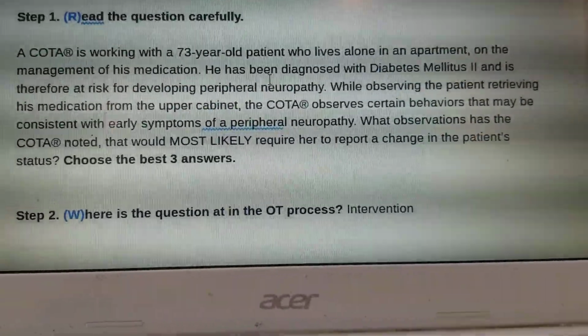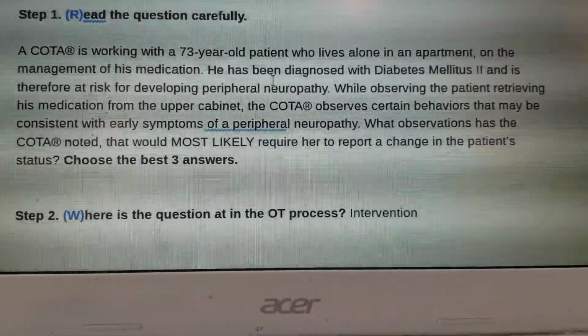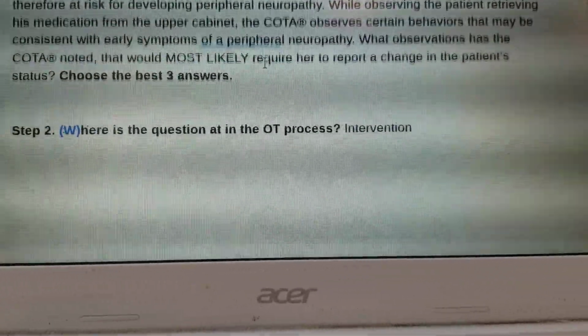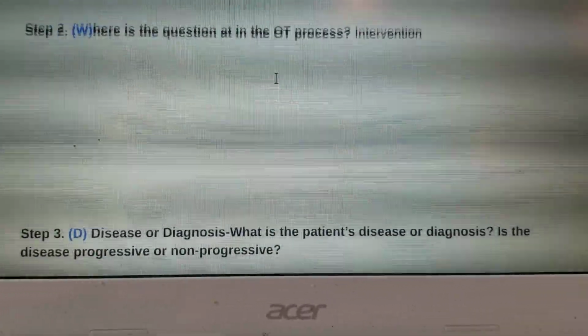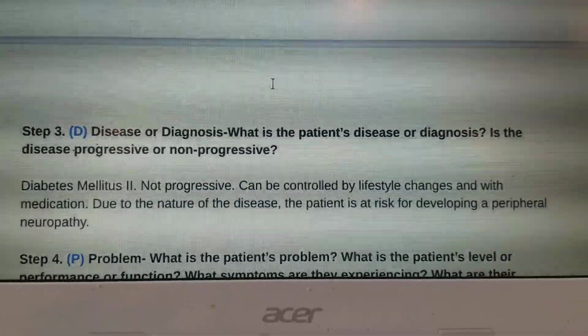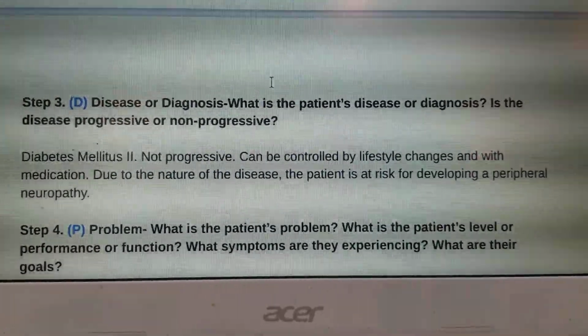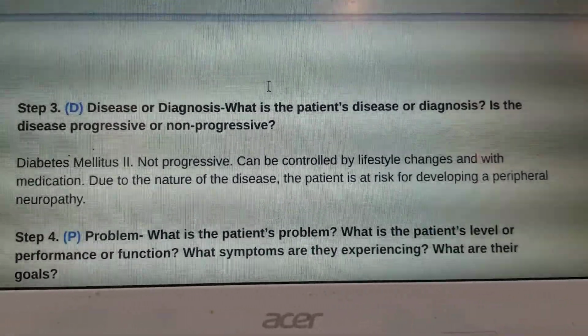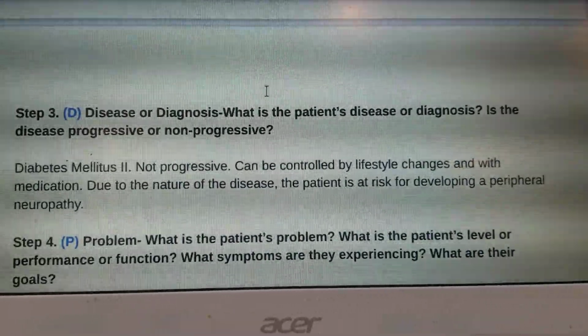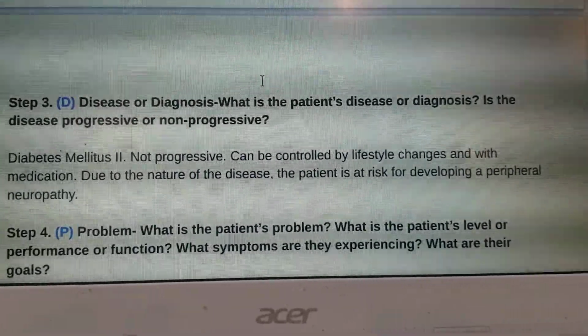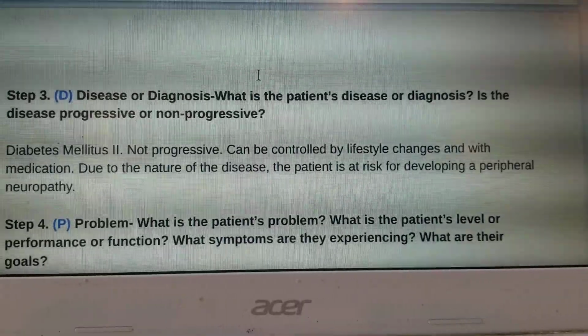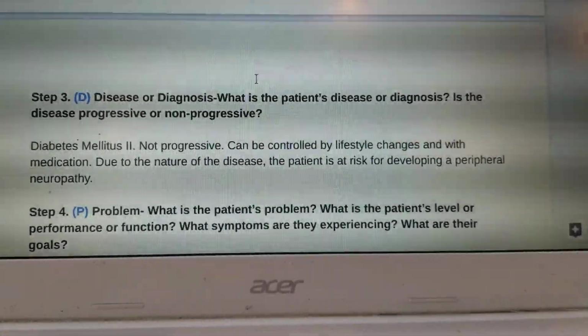So step 2, where is the question at in the OT process? It's in the intervention phase. Step 3, what is the disease or diagnosis? Well, it's diabetes mellitus 2. It's not progressive, and it can be controlled by lifestyle changes and with medication. And due to the nature of the disease, the patient is at risk for developing a peripheral neuropathy.